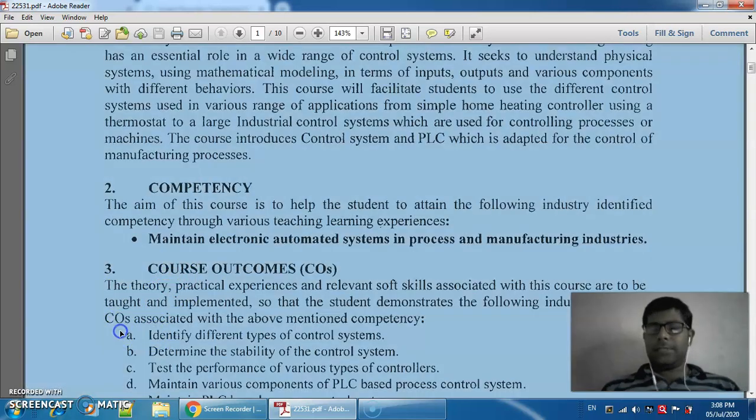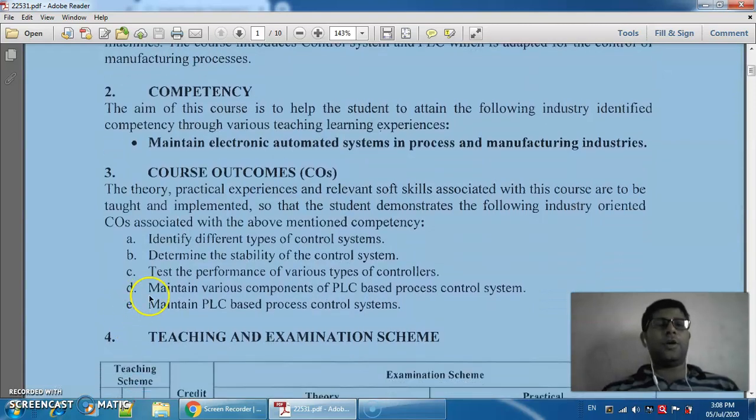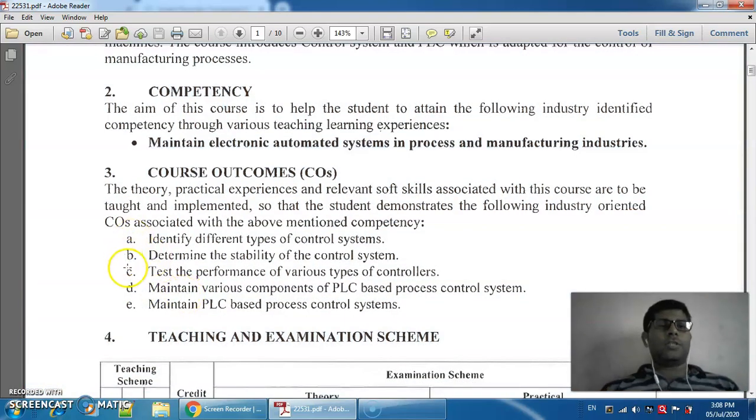So these are the 5 outcomes of this course, Control System and PLC. There are 5 in it, as I already told you.